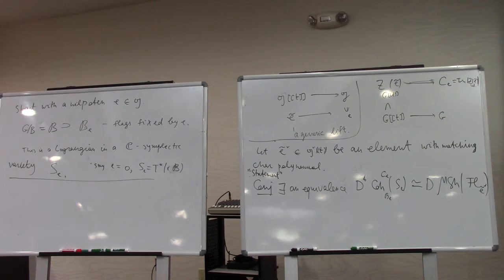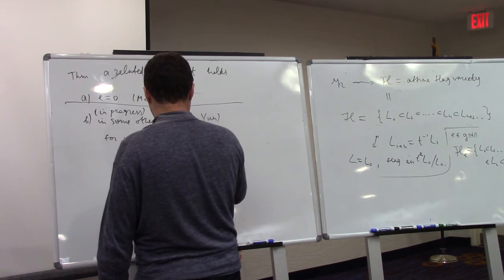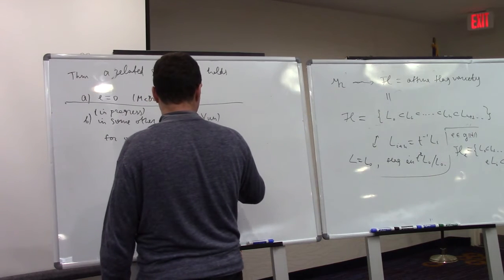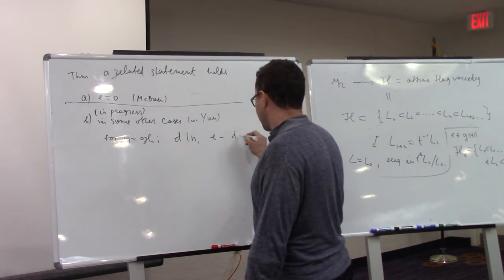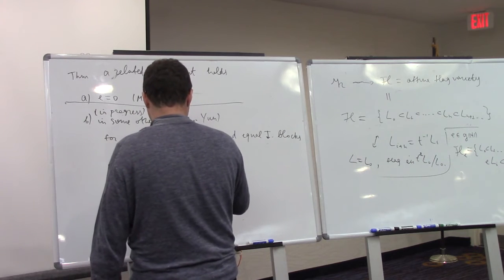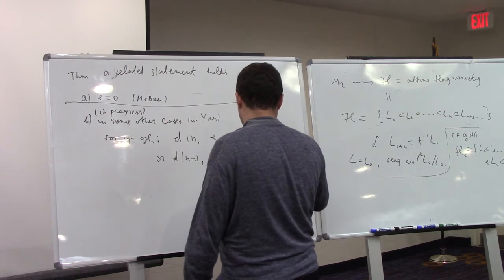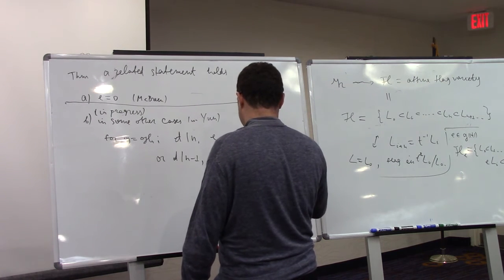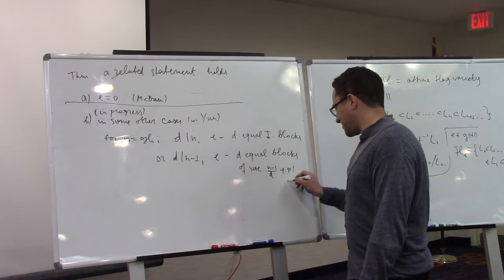Nothing is really written, but there are things to work out. And for G equal to GLN, this method allows us to treat the following. Either you fix D dividing N, and E has D equal Jordan blocks. Or D divides N minus 1, and E has D equal blocks of size (N minus 1) over D, plus a 1 by 1 block. But okay, this is just real entertainment.